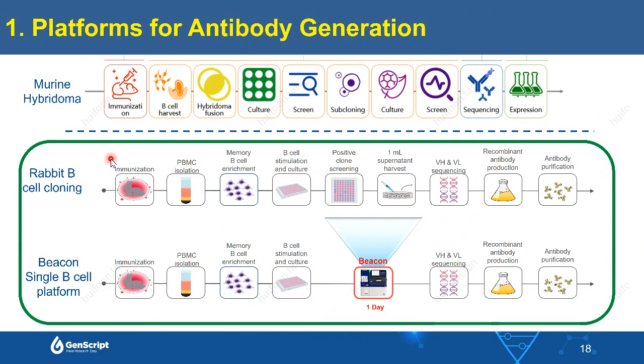Beyond traditional murine hybridoma monoclonal antibody generation, we do provide rabbit B-cell cloning and the Beacon single B-cell platform. In rabbit monoclonal antibody generation, we isolate peripheral blood mononuclear cells directly from the rabbits under sterile conditions. Afterwards, we go through memory B-cell enrichment, B-cell stimulation, cell culture and screening, and ultimately sequencing and antibody production. I shall discuss our Beacon single B-cell platform further in the next few slides.